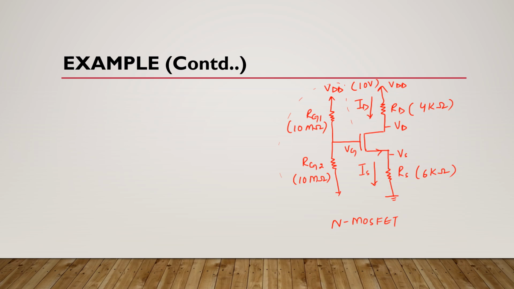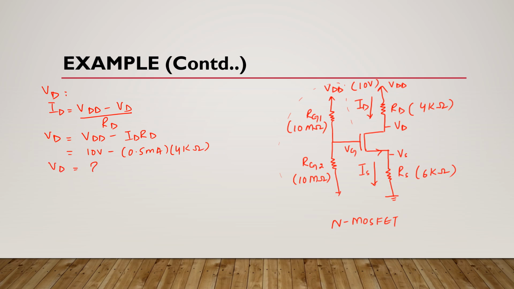Now we will find the value of drain voltage VD. For this we will use this equation: ID is equal to VDD minus VD divided by RD. If we rearrange this equation, we get VD is equal to VDD minus ID RD. Here VDD is 10 volts, ID is 0.5 milliamperes and RD is 4 kilo ohms. After solving this, you will get 8 volts.